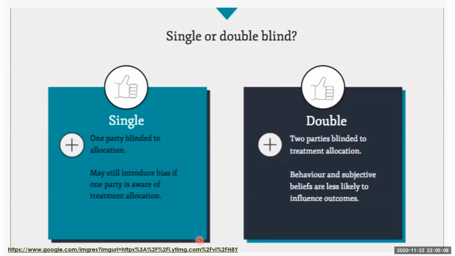Single or double blind: single blind means that one party is blinded to the allocation, for example, the patients, but it may still introduce bias if one party is aware of the treatment allocation. For double blinding, there are two parties blinded to the treatment allocation. Behavior and subjective belief are less likely to influence the outcome, as compared to a single blinded randomized controlled clinical trial.